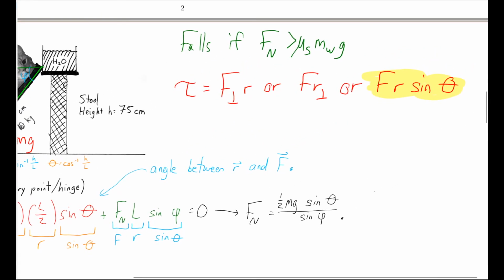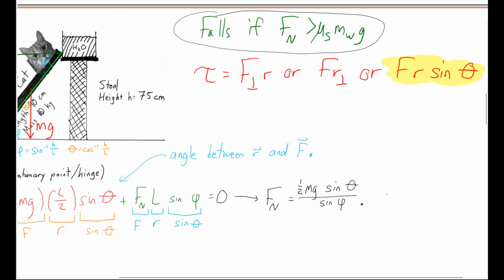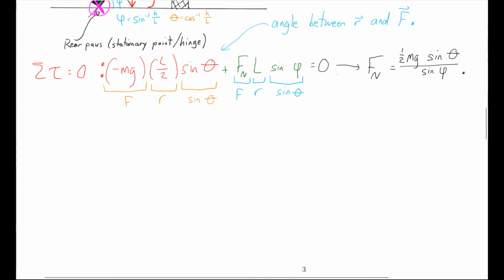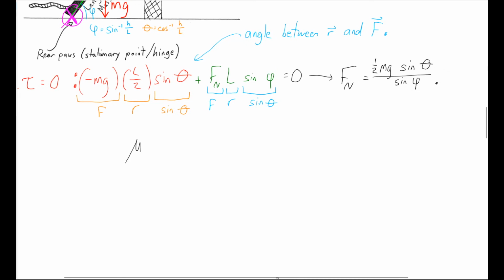And now I know I have an expression I found a bit ago to relate that to when it falls. So to find the mass of the water, I have mu s m_w g equals all of that. So mu s m_w g equals 1/2 m g sine theta over sine phi. I can cancel my g's. Notice I can't cancel my masses.